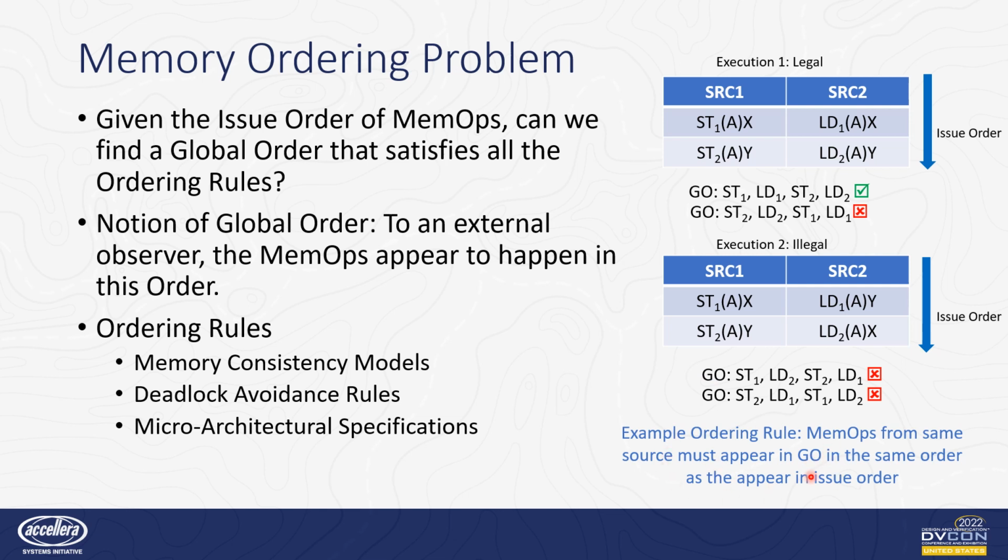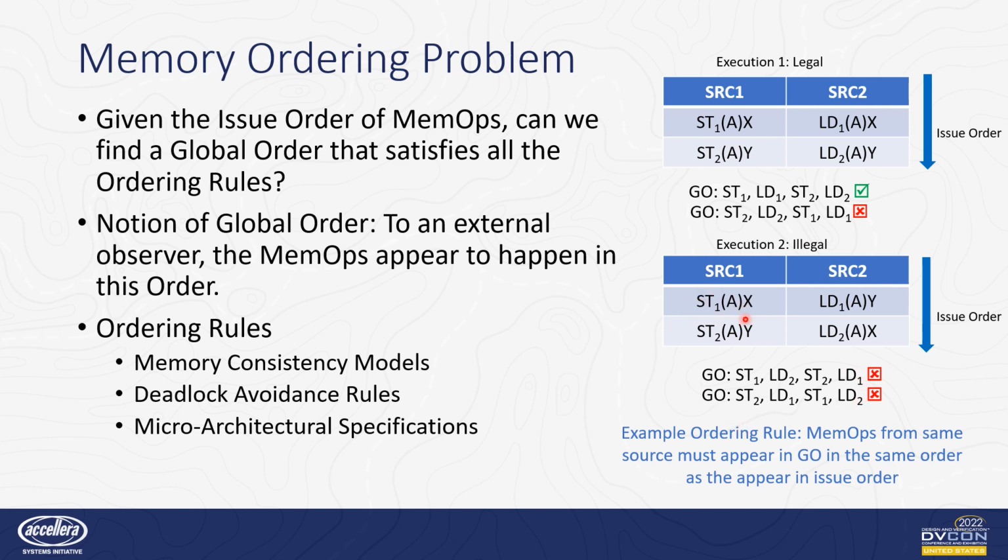Now let us suppose there is an ordering rule which says memops from the same source must appear in global order in the same order as they appear in the issue order. So if this rule has to be obeyed, then you can see that the second global order does not obey that, because in the second global order, store 2 is ordered before store 1, whereas in the issue order, store 2 is ordered after store 1. However, there exists one global order which satisfies the observation of the load data and also obeys the ordering rules. So we will call this execution a legal execution.